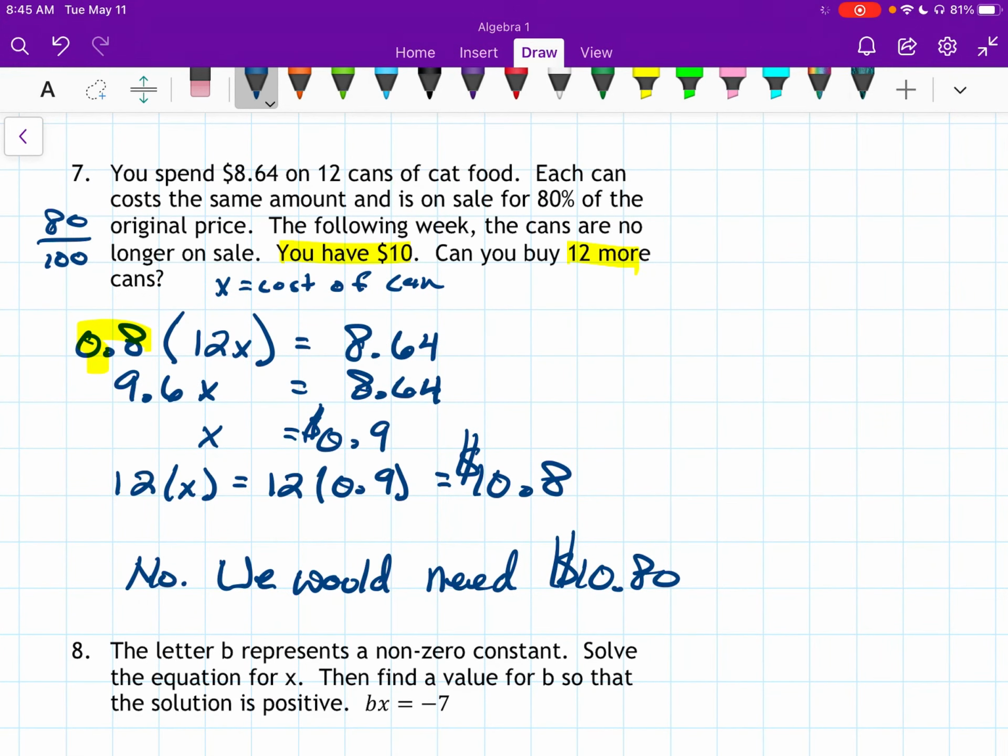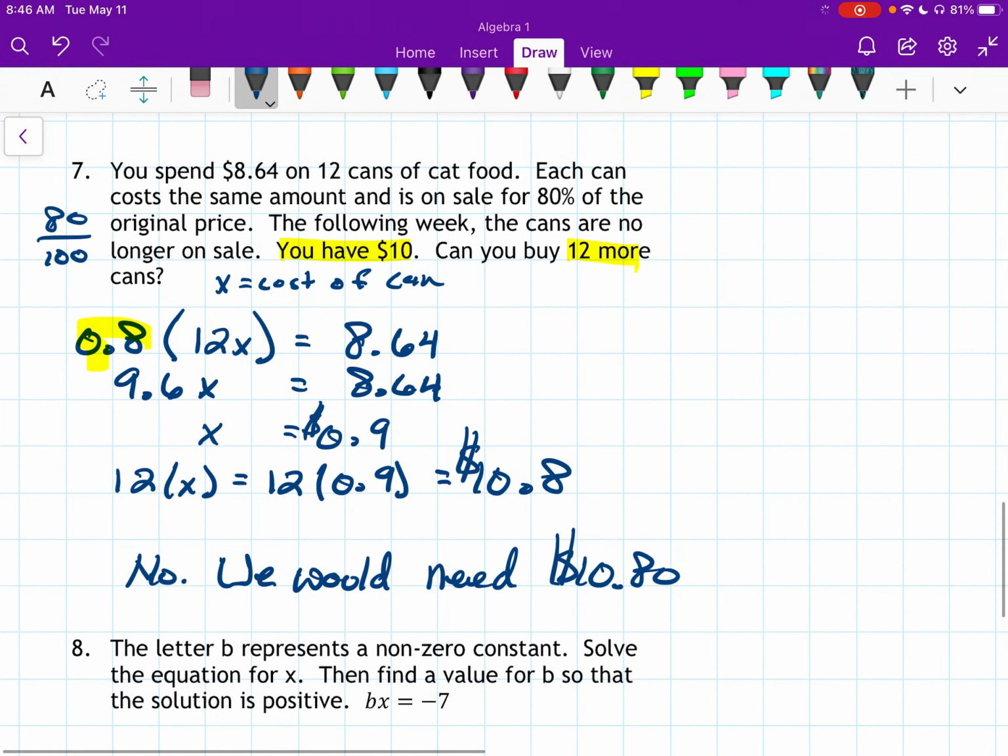All right. Some of your book problems are going to be kind of like this, where it's not asking for an x equals answer. It's asking for a longer process, more thinking in it.